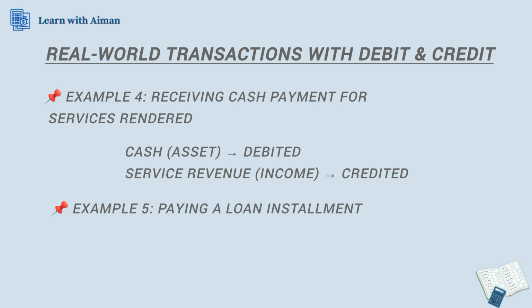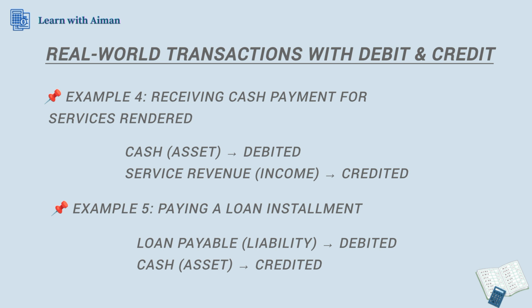Example number 5, paying a loan installment. Loan payable is a liability, so we will put it on the debit side, and cash is an asset and it's decreasing, so we put it on the credit side.